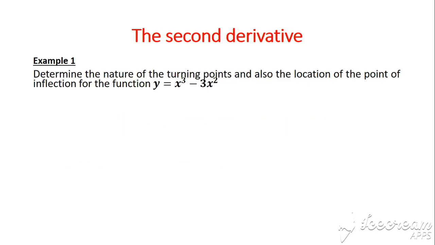Let's get into example 1. We're going to determine the nature of the turning points and also the location of the point of inflection for the function y is equal to x cubed minus 3x squared. Step 1 is we work out the gradient rule by differentiating. We're going to put the gradient rule equal to 0 to find the turning points.